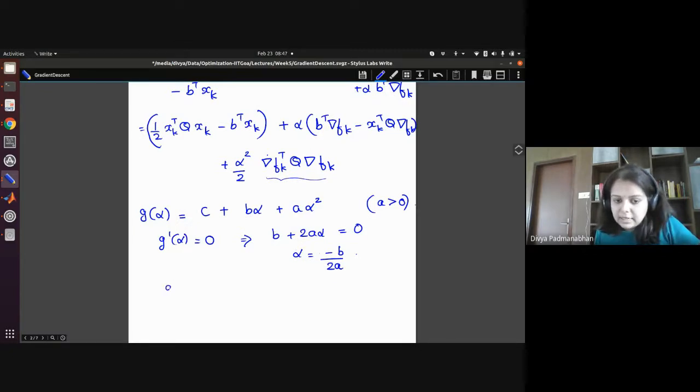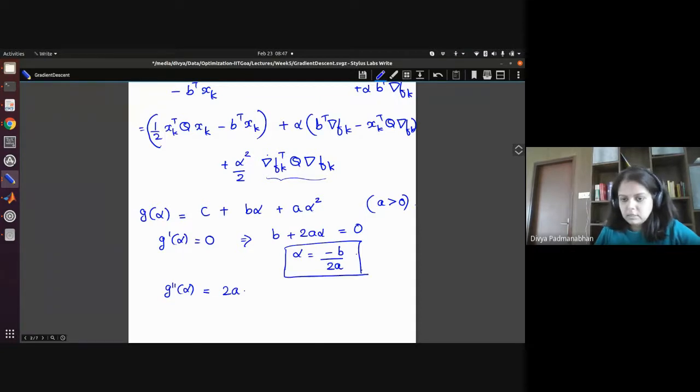Now, if you take the second derivative with respect to alpha, I write it as g double prime because it's just a single number alpha. If you had a vector, you would have to write it as a Hessian, which would have been a matrix. So the second derivative is just going to be 2A, and here A is greater than 0. So that's why the alpha that you compute here is indeed a minimum point.